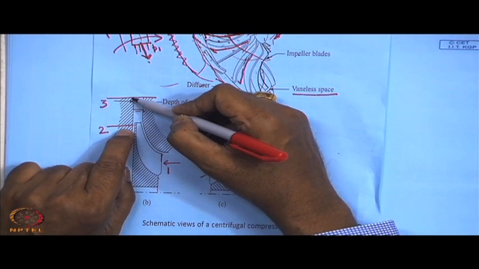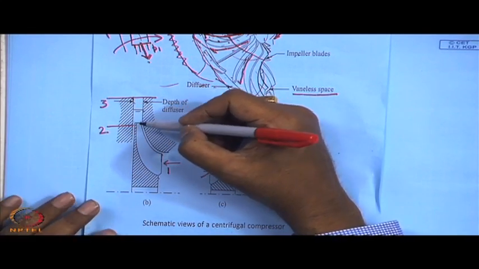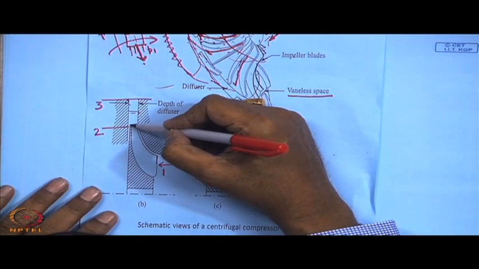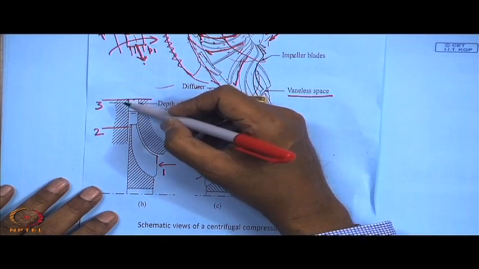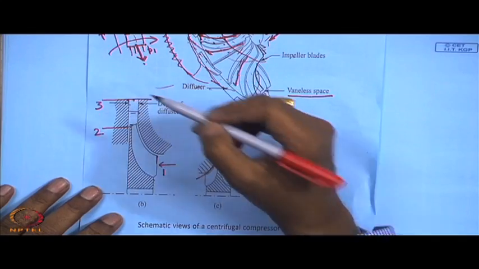So, total energy between 2 to 3 remains the same. There is no energy given to the fluid. There is no energy interaction. So, therefore, what happens, the energy level at 2 and 3 remains the same, but there is a difference in pressure between 2 and 3 because the pressure rise takes place in the diffuser.